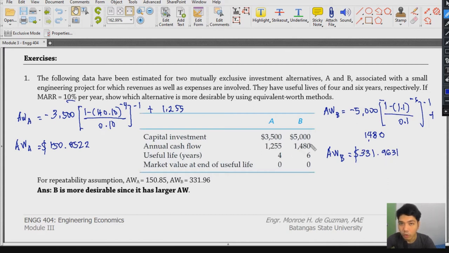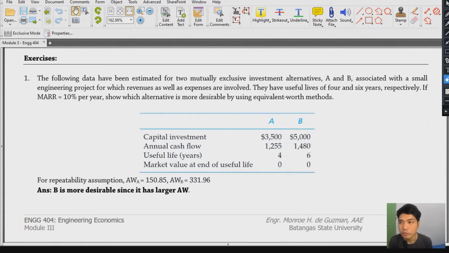So, to select the better option here, we consider the higher or the greater value of our equivalent value for each of them. So in this case, since the annual worth of B is greater than A, we could say that the more desirable alternative in this case is alternative B. And we call A the base alternative. Okay? So that's it. So you can just pick B as your final answer.